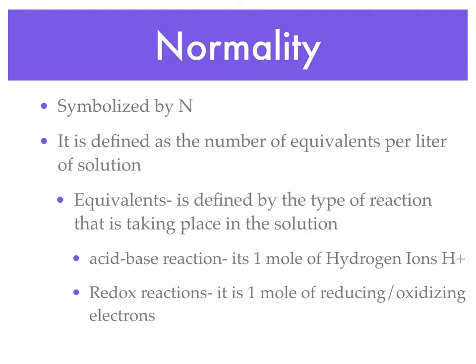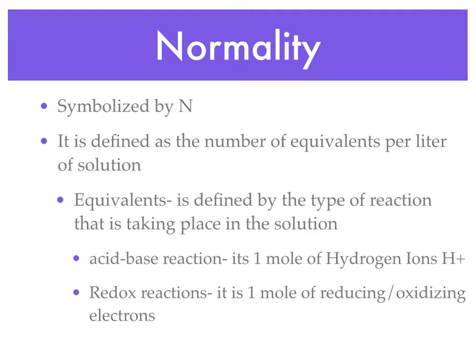Normality is symbolized with a capital N. It's defined as the number of equivalents per liter of solution. Equivalence is defined as a type of reaction that's taking place in the solution. We deal with this usually when we talk about acids and bases. So 1 mole would tell us how many hydrogen atoms we have in there compared to everything else. We could also deal with normality when we're talking about redox reactions, which are reduction-oxidation reactions, which is also what batteries run off of.